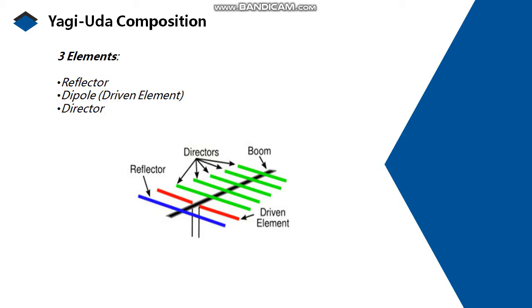First we have the reflector. The reflector is made to be 5% longer than the driven element. The Yagi antenna will generally only have one reflector. This is behind the main driven element or the dipole.